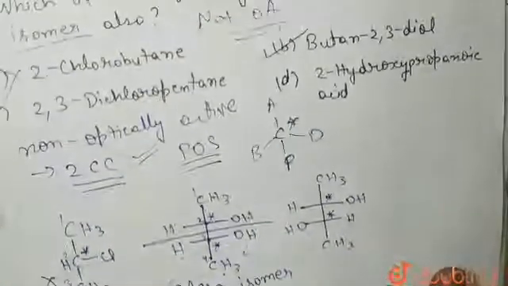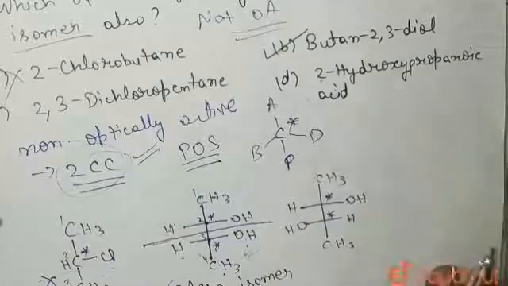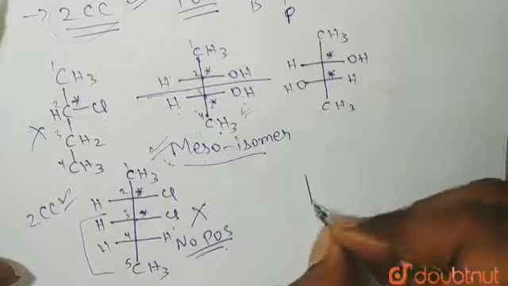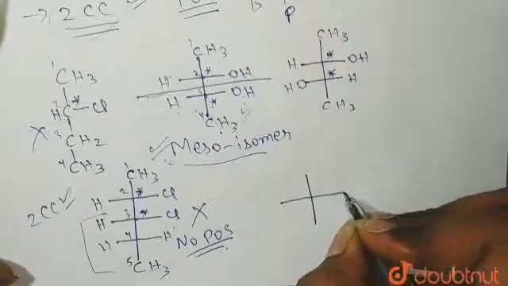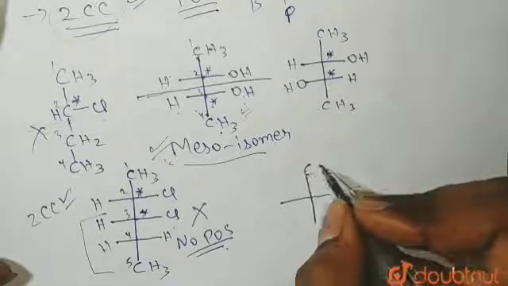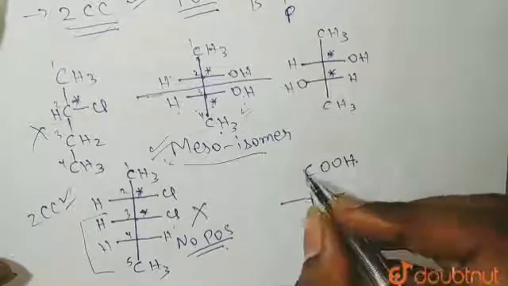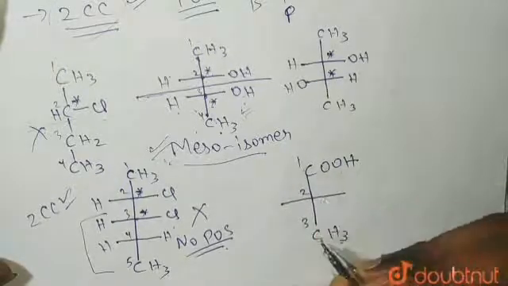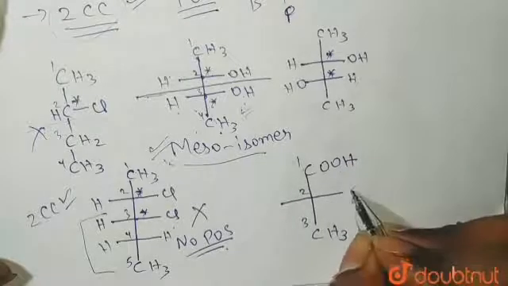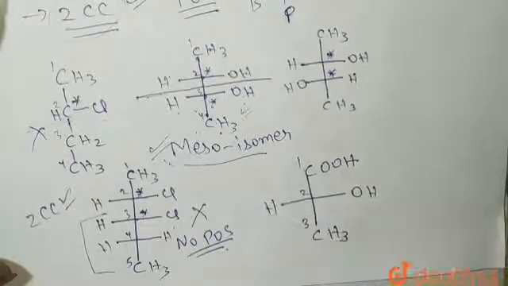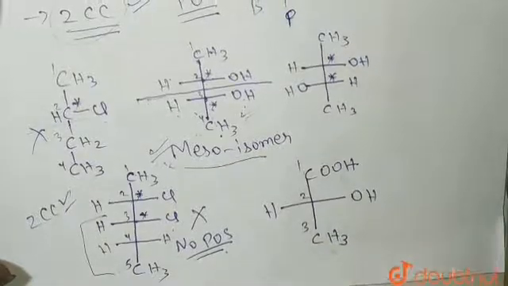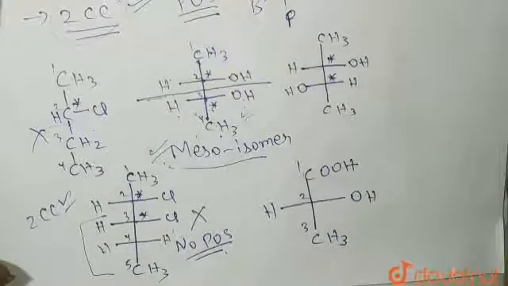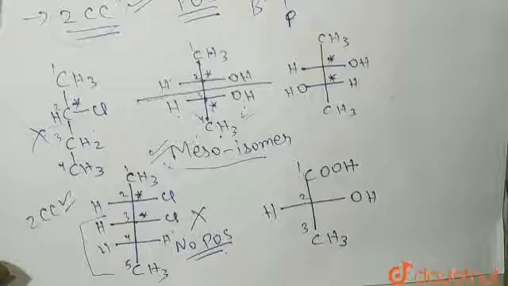And your last option, our last compound is 2-hydroxypropanoic acid. So let's see. Propanoic means 3 carbon atoms, right? Oic acid means one of them is COOH. So 1 carbon, this will be carbon number 1. Carbon number 2, this will be carbon number 3 because it is propanoic. And 2-hydroxy means at carbon number 2 we have an OH present. And let's complete the valency. So this is the compound of 2-hydroxypropanoic acid. 1, 2, 3.